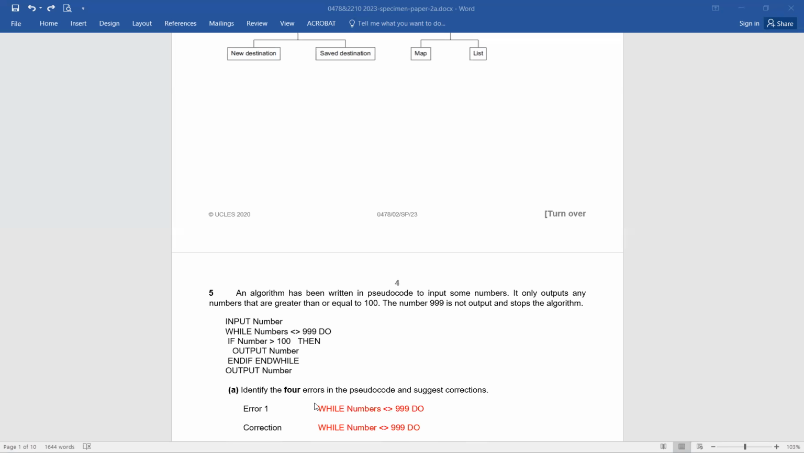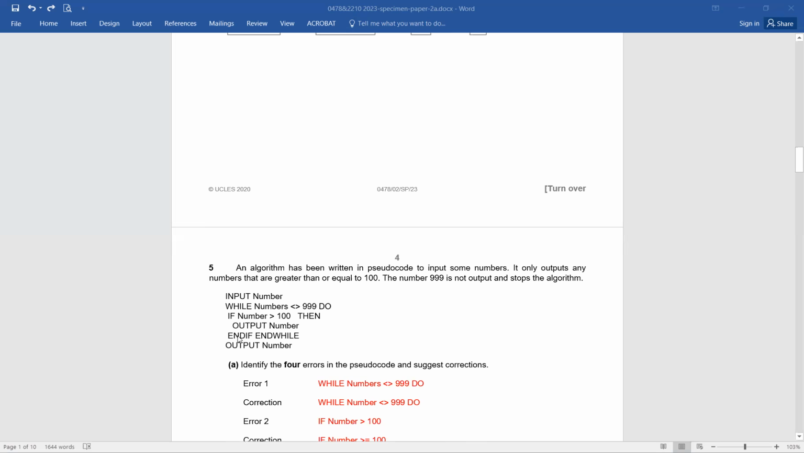So I identified the first error as line number 2, and I wrote as error 1, while numbers not equal to 999 do is the error. And then in the correction area, I wrote while number is not equal to 999 do. And be very cautious, the errors could be in any form, and you need to figure it out and write it down.